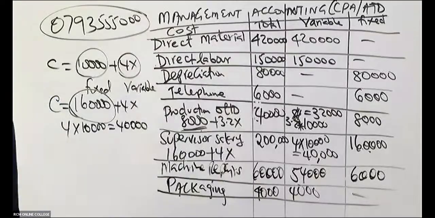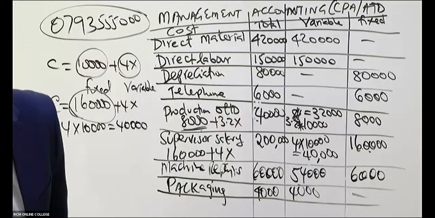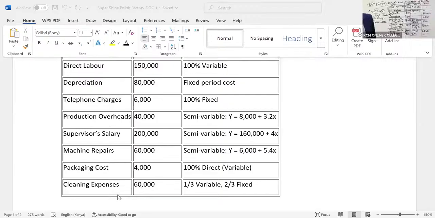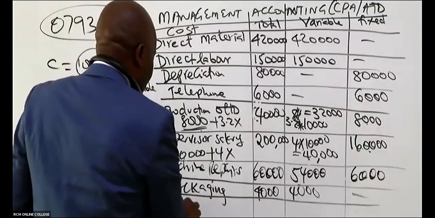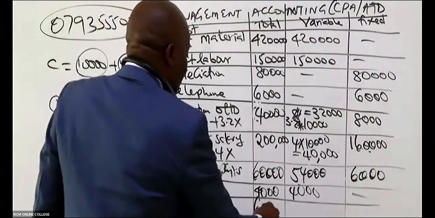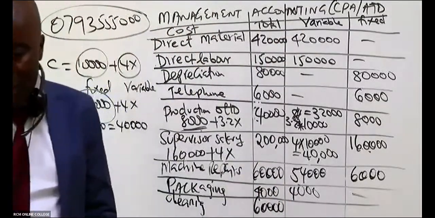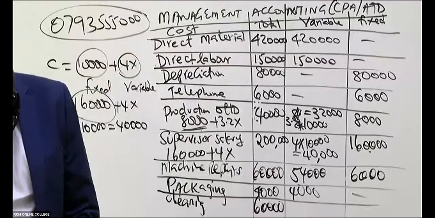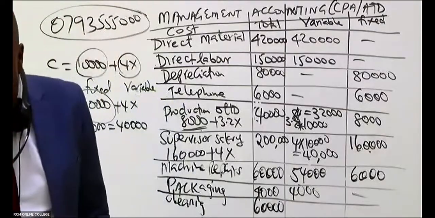The very last expenditure here is known as cleaning services, 60,000, a third variable. So cleaning services, 60,000, and a third is variable. So then how much do I put under variable because a third is variable? How much do I put under variable? Somebody is following. If a third is variable, how much do I put under variable, my good students?